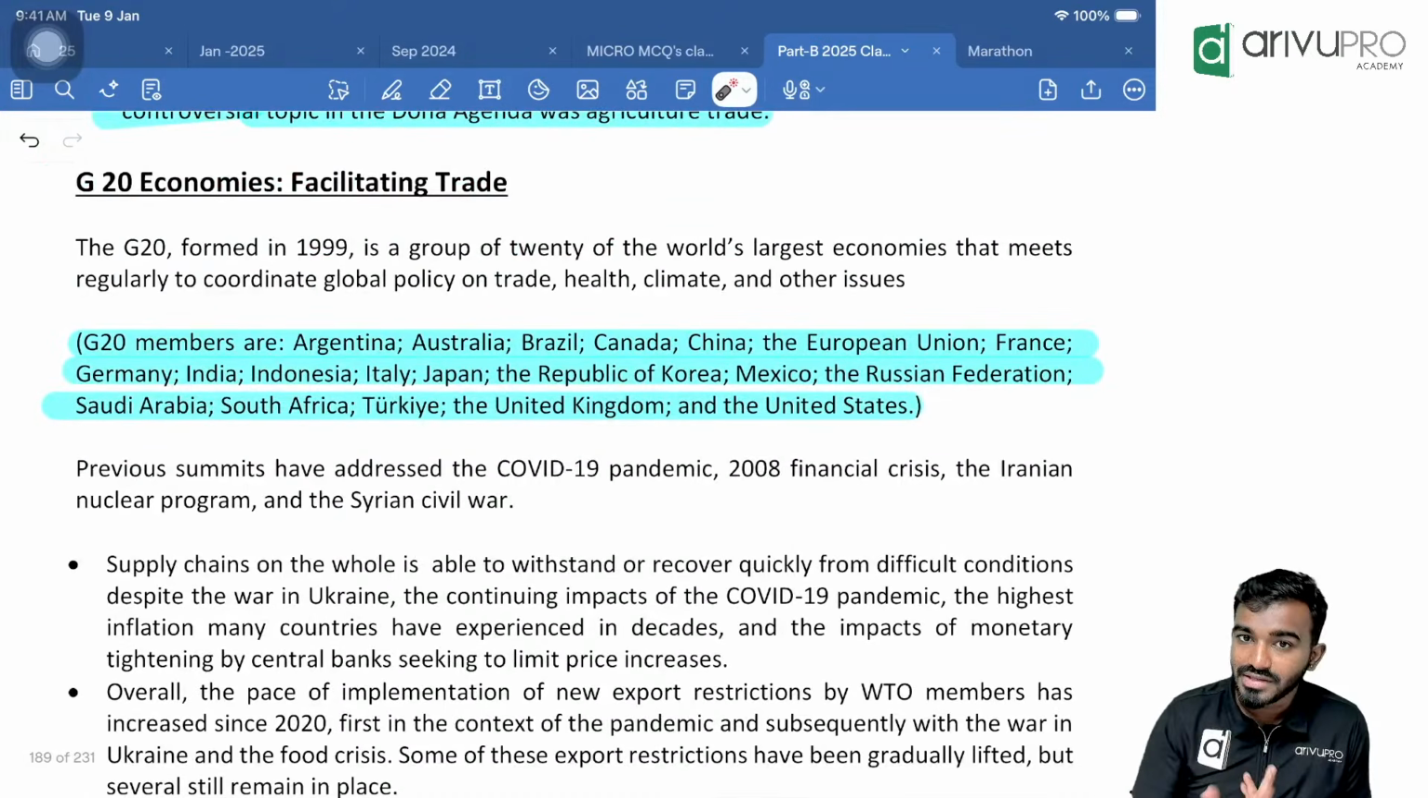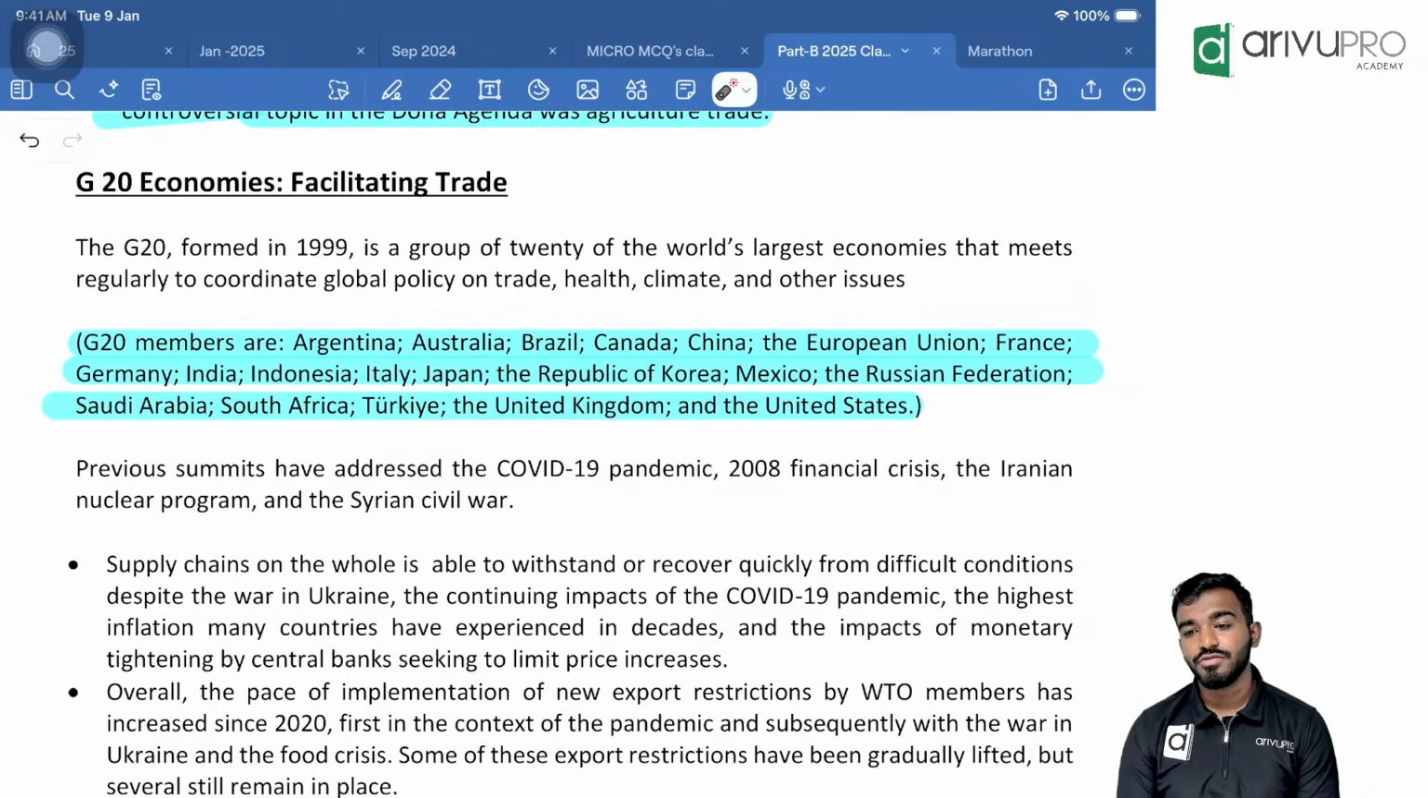That's it. This is unit 3, nothing other than the full story between GATT and WTO. In May 25, they asked: which among the following countries is not a member of G20? Tunisia is not a member. So it is full storytelling, just a read-only concept. Unit number 3, nothing big there.